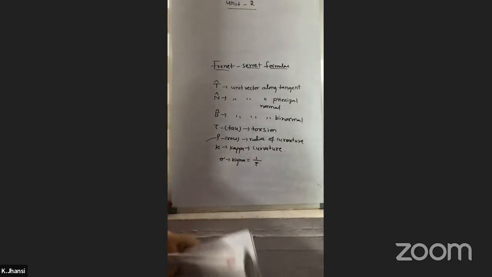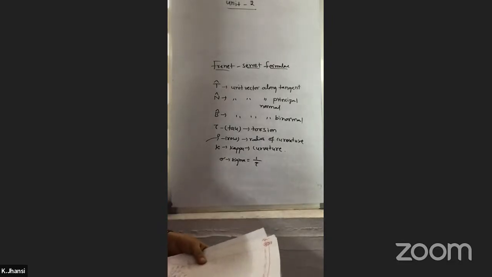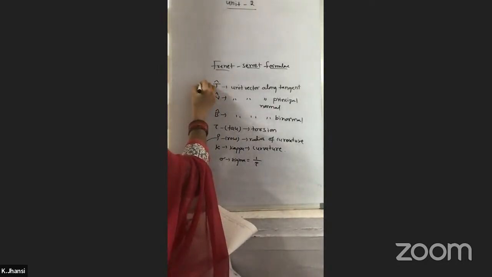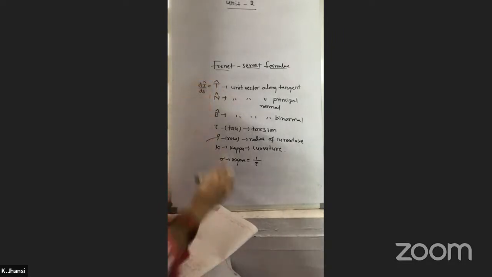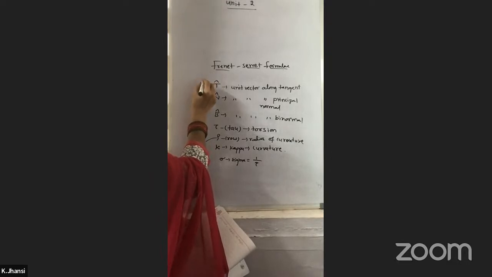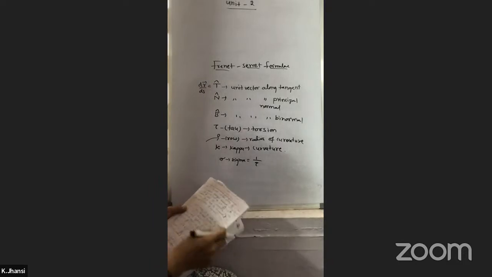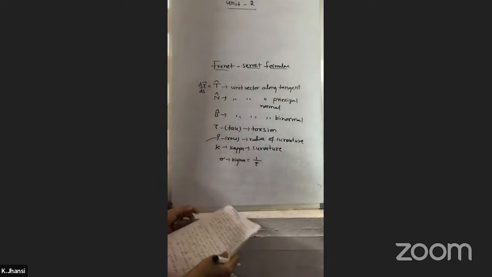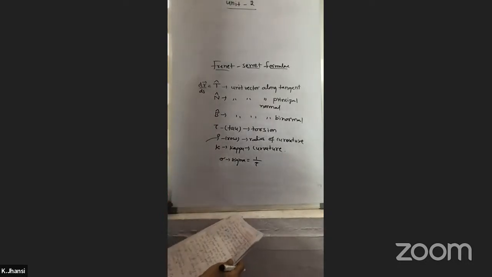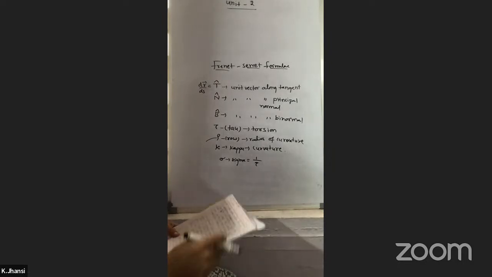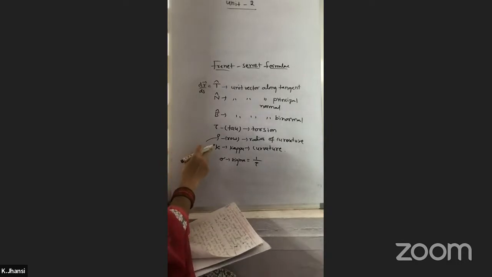And for this, how is T defined, how is N defined, and also how is B defined, all those definitions you have in your textbook. You can see that vector T is equal to dr by ds. And N is the unit vector along dT by ds, and N is called the principal normal at the point to the curve. And kappa is equal to the modulus of dT by ds.